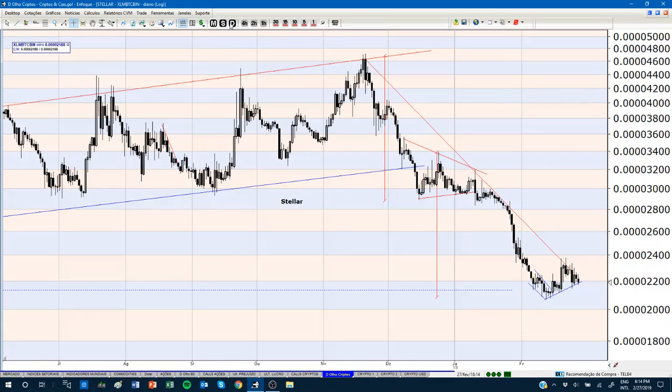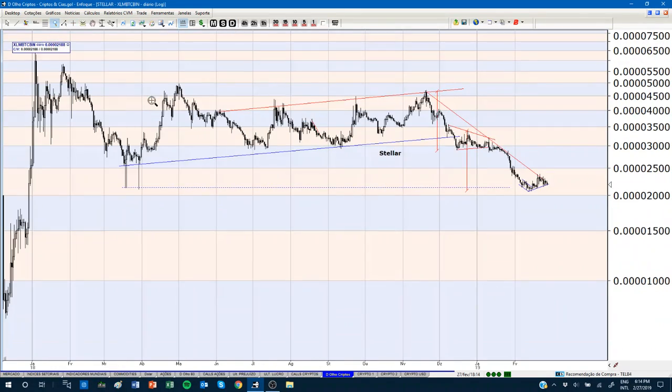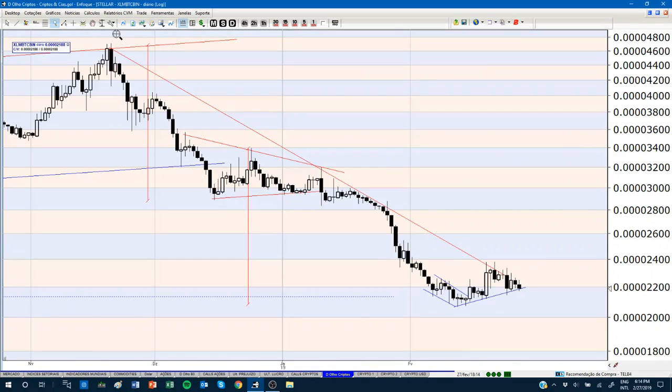Let me put them all in daily chart. Now, what's happening in Stellar? Stellar tested these support levels with a drift pattern, and now it's testing these resistance lines. So we're keeping an eye on it. I can't say whether this is an accumulation, continuation or reversal pattern. We'll find out.